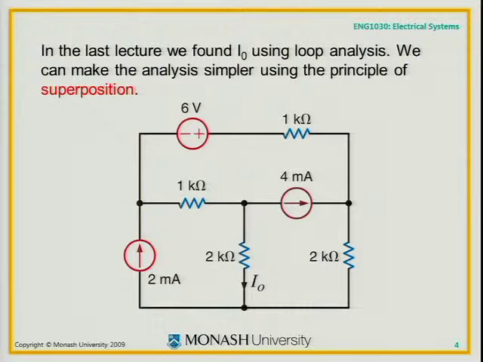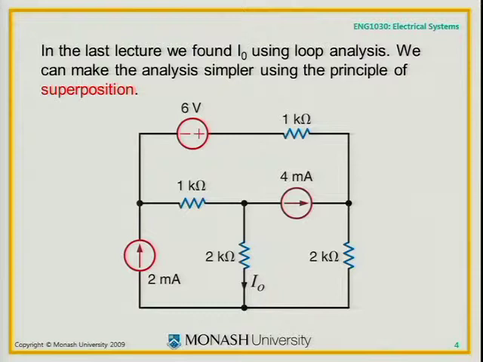So in the last lecture, we found this current I0 using loop analysis. We can actually make use of the principle of superposition to make analysis simpler. Okay. So if I said find I0, there are many ways you could do it. You could use loop analysis, you could use nodal analysis. They'd be the two main techniques we'd have at the moment. Superposition will give you an alternative way.